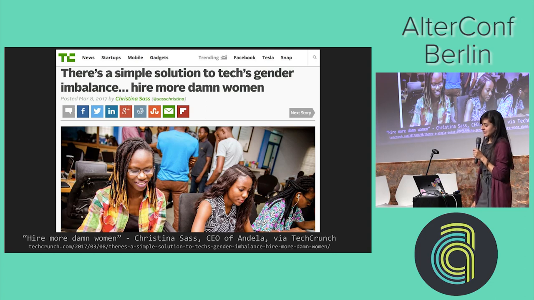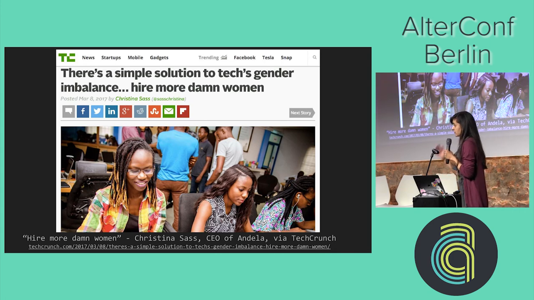And as Christina Sass, CEO of Andela, points out in TechCrunch, there's a simple solution to tech's gender imbalance. Hire more damn women. And again, we could look at this from any other diversity spectrum as well. She, in this article, lays out some very concrete, very practical strategies for how she achieved very ambitious diversity goal targets in her hiring at her company.